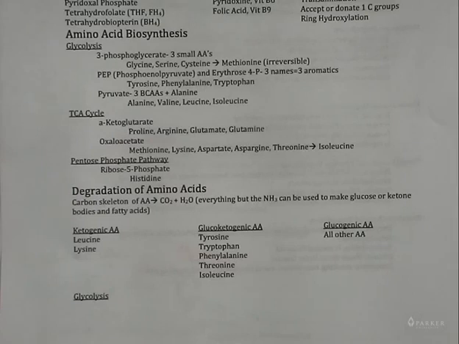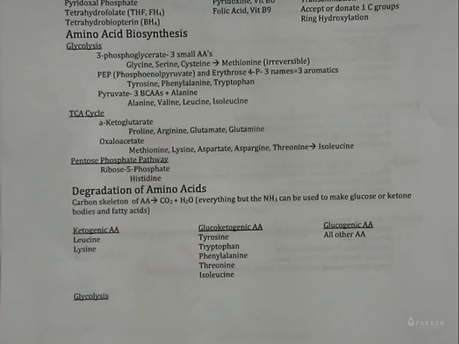Alpha-ketoglutarate produces proline, arginine, glutamate, and glutamine. You better know alpha-ketoglutarate produces glutamate. That's your big transamination, and then the other ones come from glutamate. Oxaloacetate produces aspartate. Aspartate produces methionine, lysine, asparagine, and threonine, which can produce isoleucine. So again, the list you've got to memorize, they all stem from oxaloacetate or aspartate.